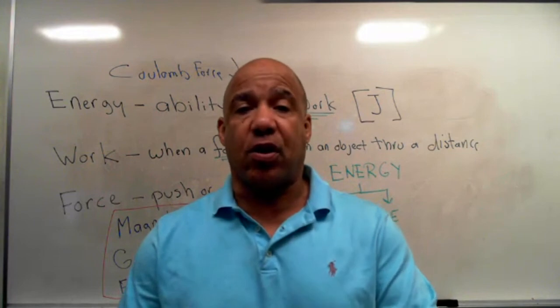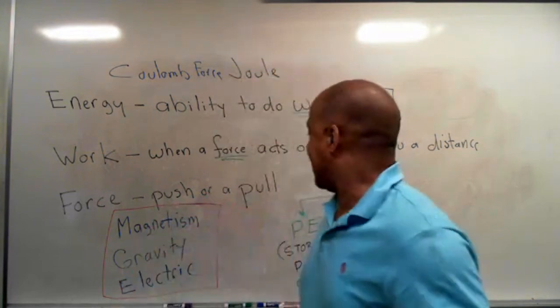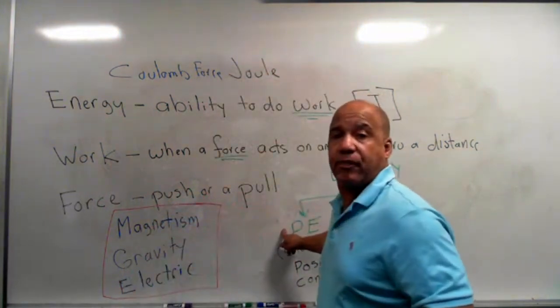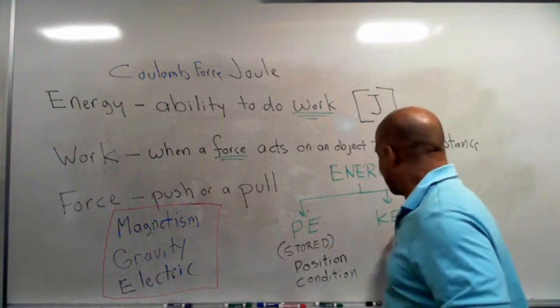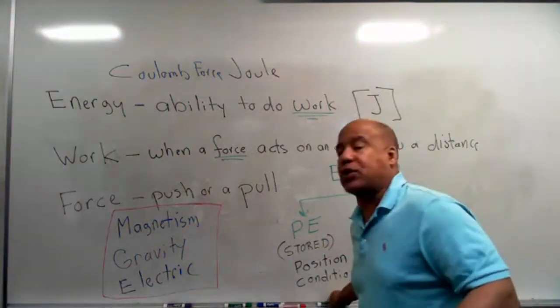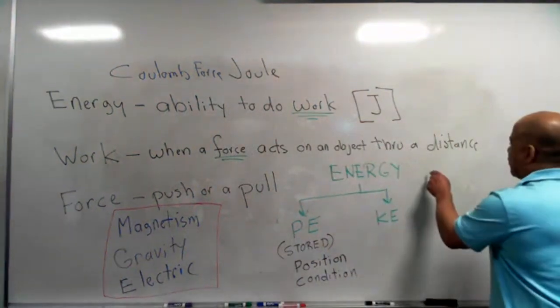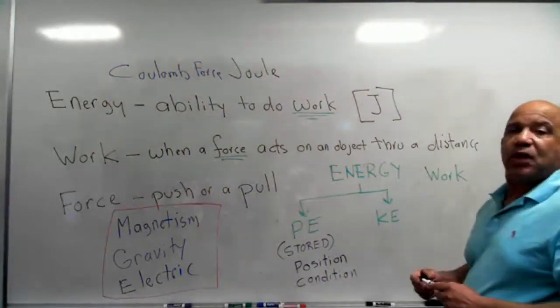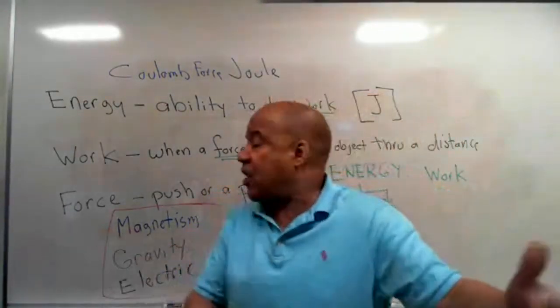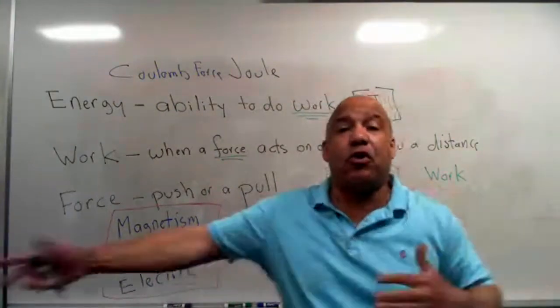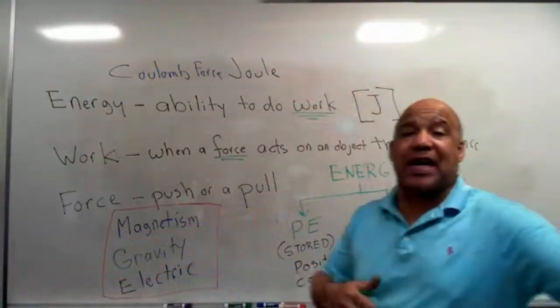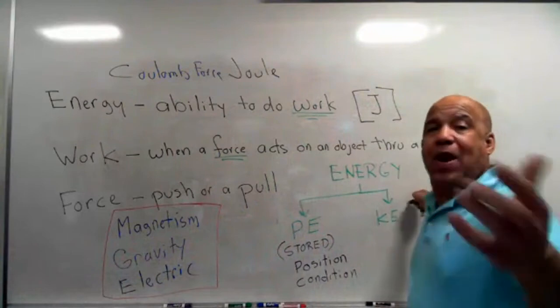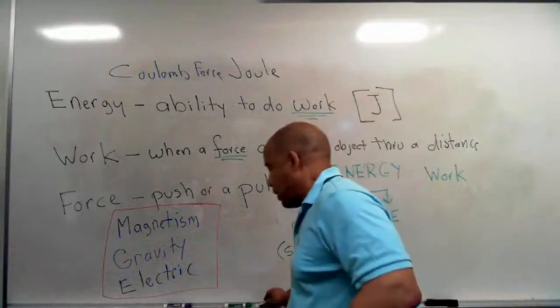If I do it that way, then I have potential energy, I have kinetic energy, but I got something else that's measured in joules that's not on this list. I also have work. So now I can have joules of potential energy, joules of kinetic energy, and joules of work. Now watch how this works.